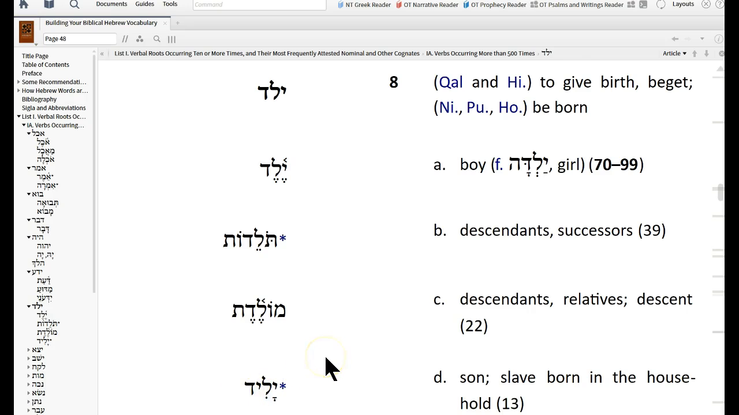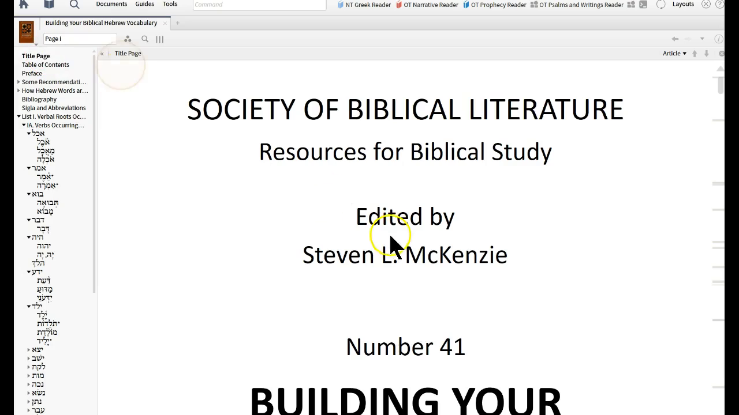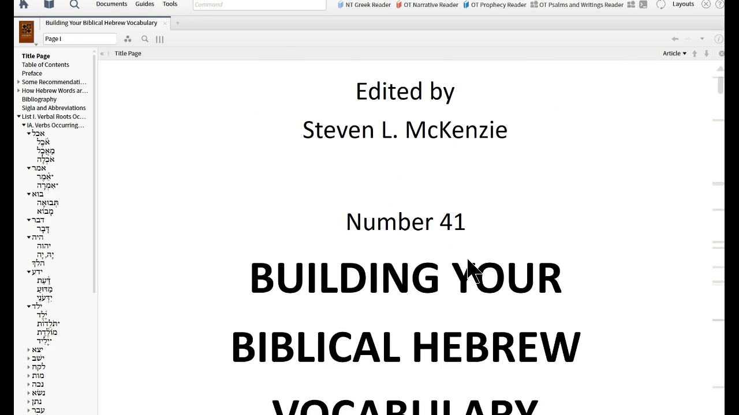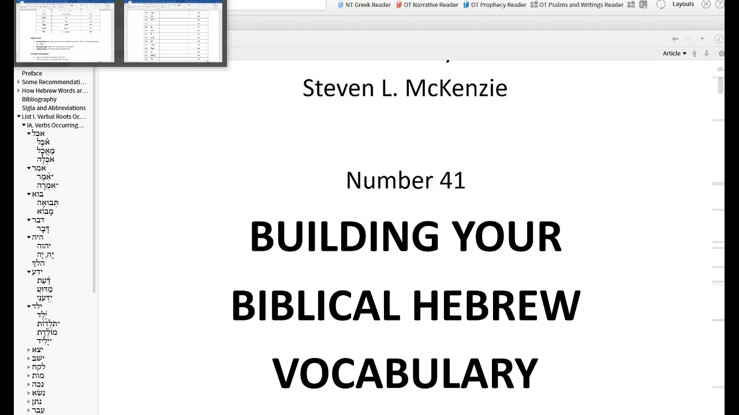Yalid is a son. So you can see how in Hebrew, with the normal three radical word, if you associate other words, it's building off of that. So it's a great way to build your vocabulary. Again, this is McKenzie's Building Your Hebrew Vocabulary, and you can get it on Logos.